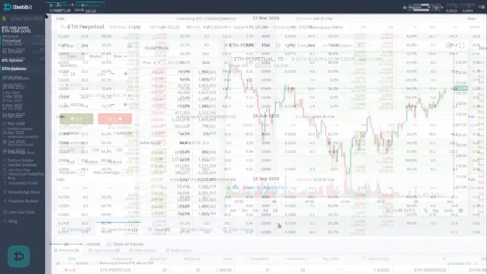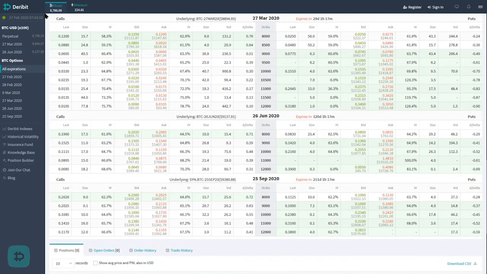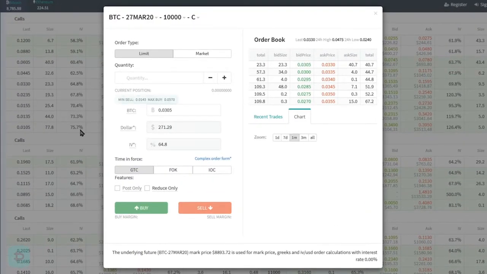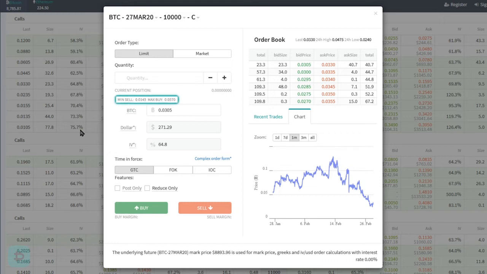Much like the futures trading bandwidth limits, the options trading bandwidth limits are displayed as a min sell and max buy on the order form. These figures are located just above the box where you can enter the price in BTC of the option contract, highlighted here.